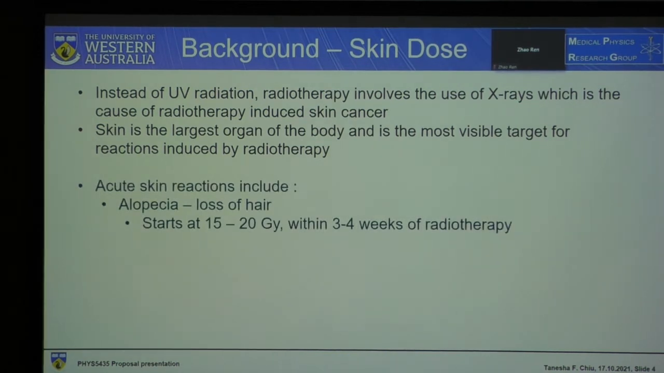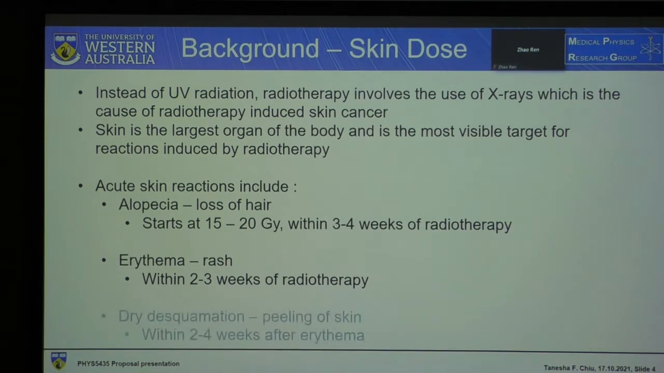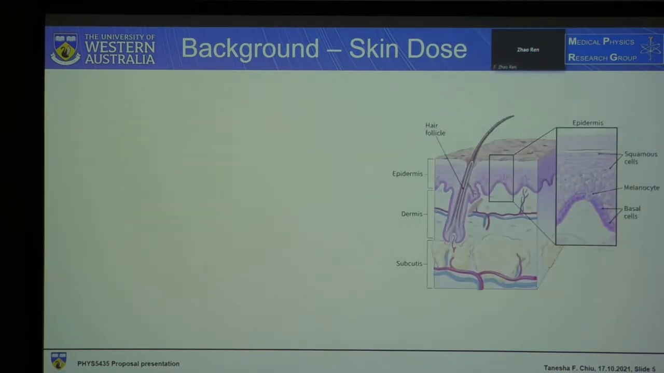Some examples of acute skin reactions include alopecia, which is the loss of hair. This starts at 15 to 20 gray within 3 to 4 weeks of radiotherapy. Next, we have erythema, which is a rash. This starts within 2 to 3 weeks of radiotherapy. And lastly, dry desquamation, which is the peeling of skin within 2 to 4 weeks of erythema. I was going to include some pictures, but I think some people are grossed out by those things, so we'll move on.